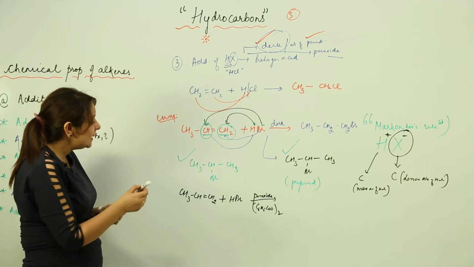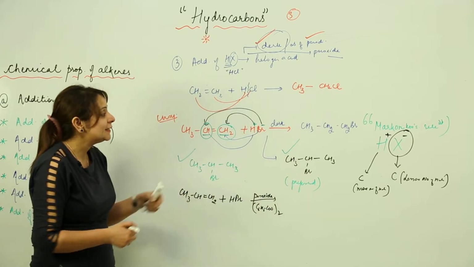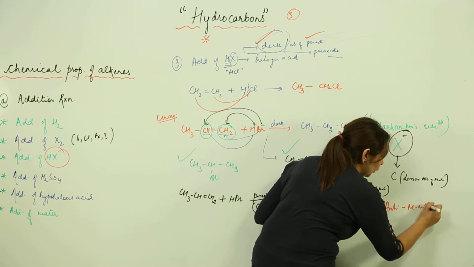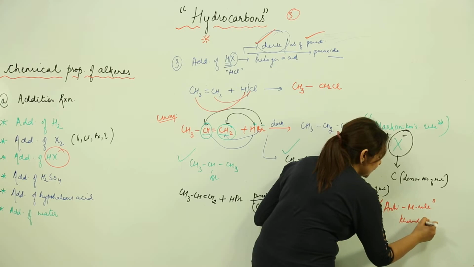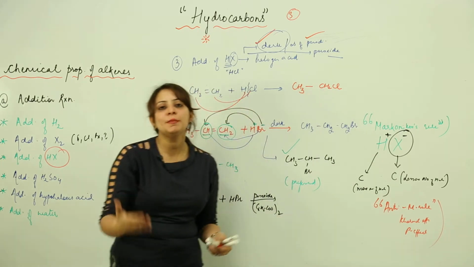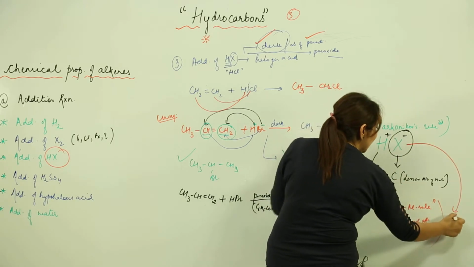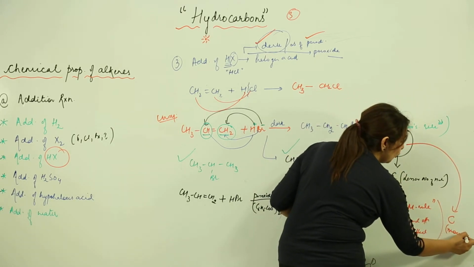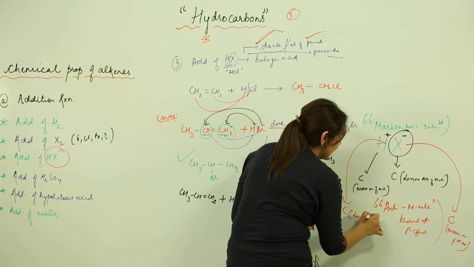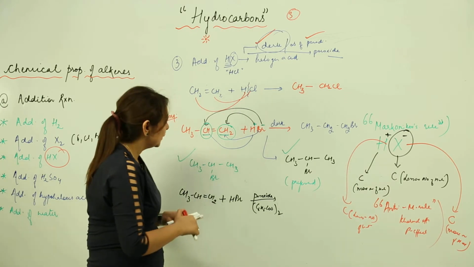So what happens? Again in this case, the addition can occur in both ways. But this time, the rule we follow is the anti-Markovnikov rule, also called the Kharasch effect, also called the peroxide effect. Either name you can use. It is actually anti to Markovnikov's rule. That means according to this, the negative part is going to attach to the carbon atom which carries more hydrogen atoms, and the hydrogen is going to attach to the carbon atom which carries fewer hydrogen atoms. That means Markovnikov's rule actually gets reversed, right? This is what is going to happen here.